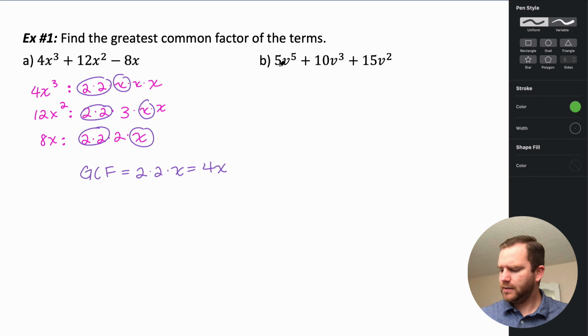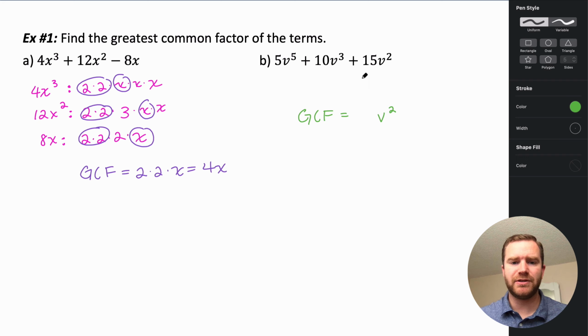So in looking at all of these, they all have v to some power, and they all have at least v to the second. This has a v to the second, this has a v to the third, and this has a v to the fifth. So they all have at least a component of v to the second. So that's the variable component of our greatest common factor.